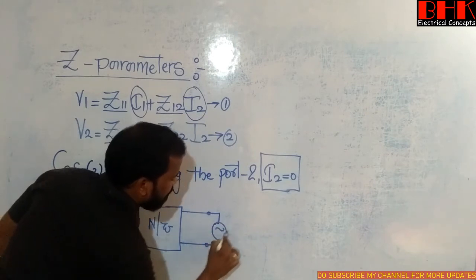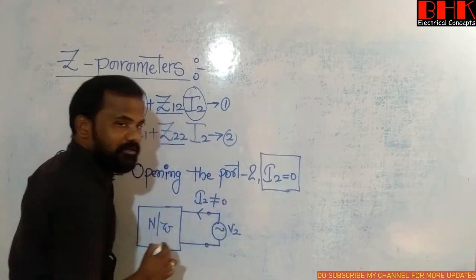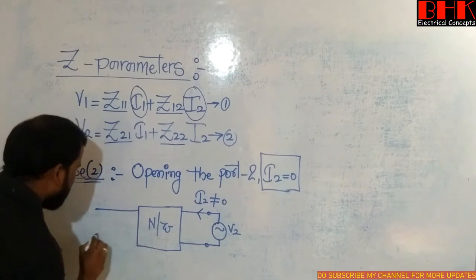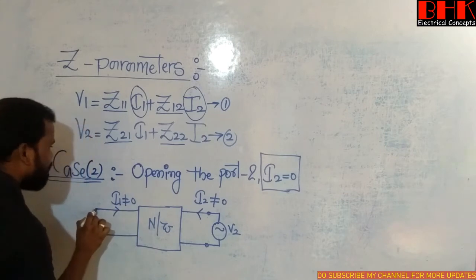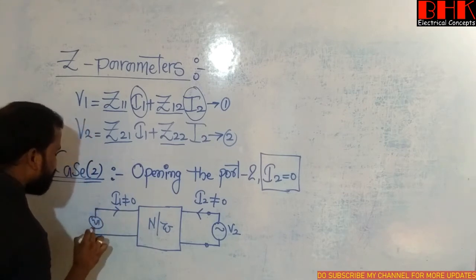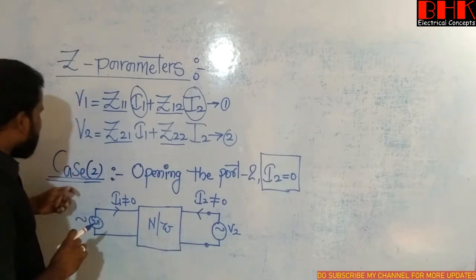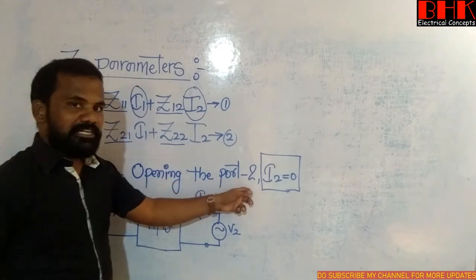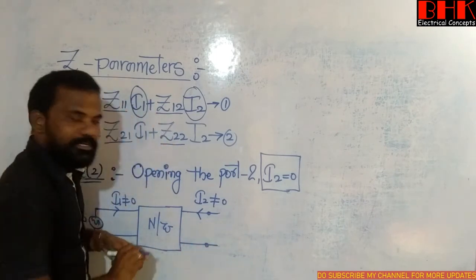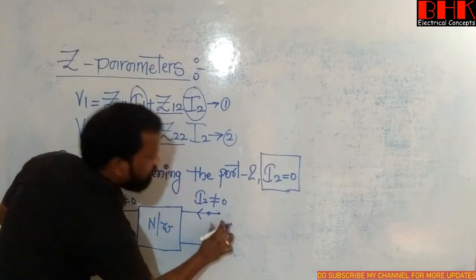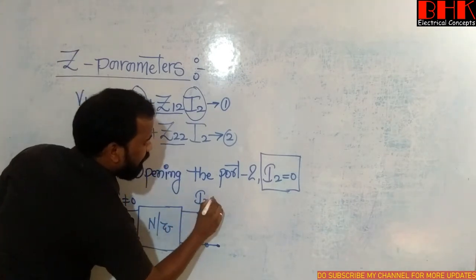For example, this is source V2 and current I2, which is not equal to 0, and here we have port 1, so that is I1 not equal to 0, and here we have the V1 source like this. Clear? So this is port 1 and this is port 2. So in case number 2, opening port 2 means we are going to open this particular port 2. By opening this port 2, what is the value of current? Yes, I2 is equal to 0.